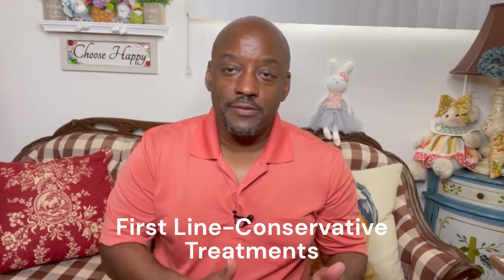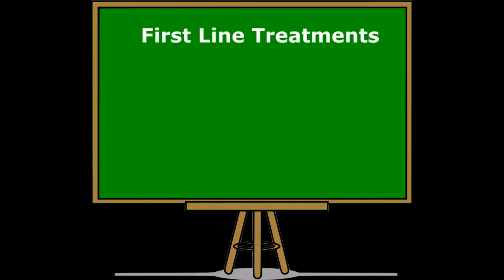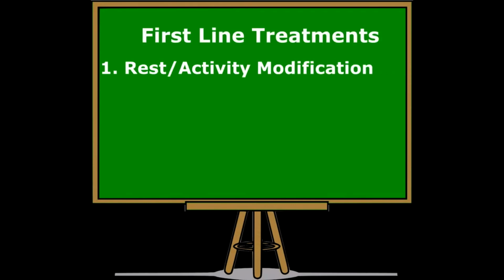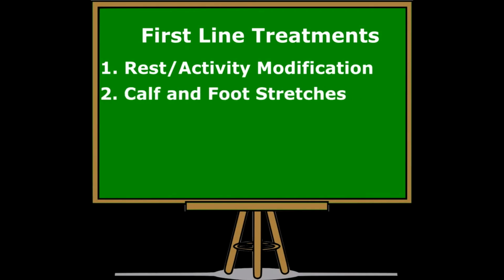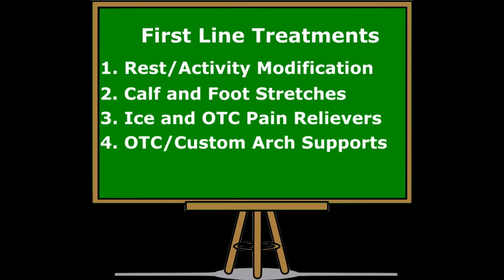What are the treatments for plantar fasciitis? There are generally considered to be first line or conservative treatments and then second line treatments, which we do if the plantar fasciitis does not heal up within 6 to 8 weeks. First line treatments for plantar fasciitis begin with rest and activity modification. Stretching is also an effective first line treatment for plantar fasciitis. Other things that can be used include ice, over-the-counter pain relievers, such as Tylenol or ibuprofen, over-the-counter or custom-made arch supports, and weight loss for people who are overweight.